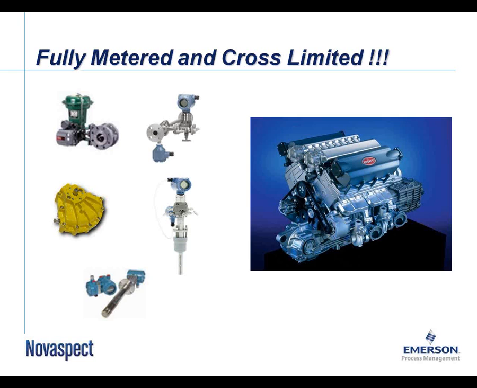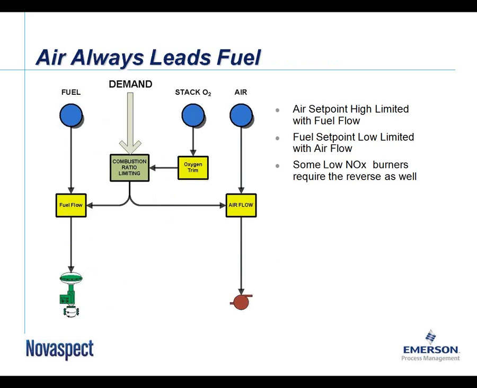So that's our fully metered system. We measure the airflows so that they always stay at the right values, even if temperature changes or pluggages occur or things like that. But we also cross-limit those things, and the whole idea of the cross-limiting is you always want air to lead the fuel. So the air set point is high limited with the actual fuel flow, and the fuel set point is low limited with the actual airflow.